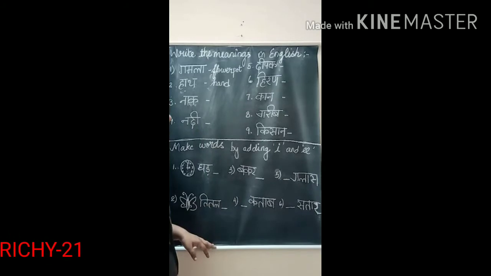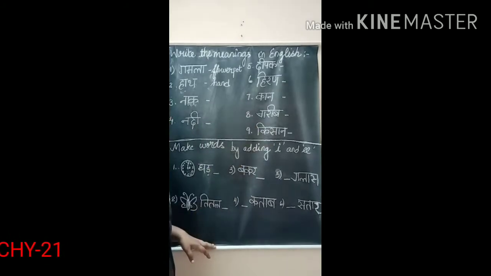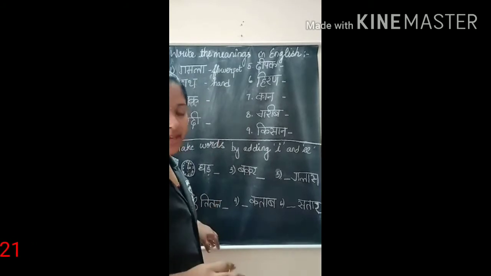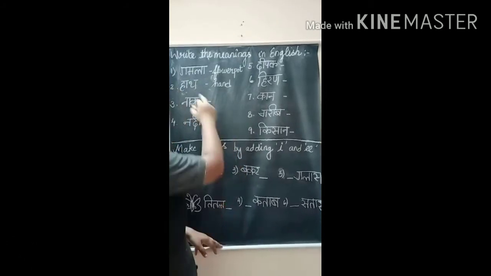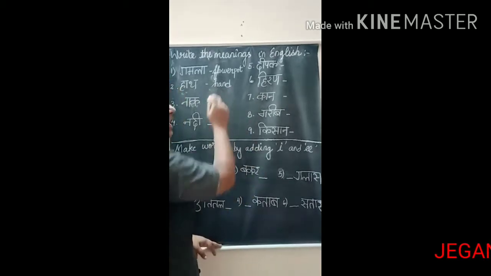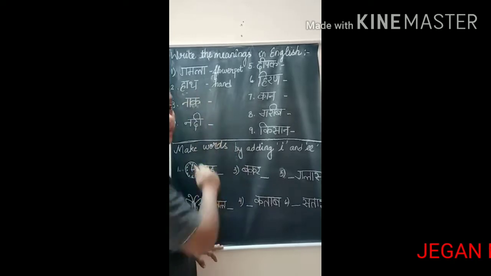Yes, this is the way you have to write for all the words. The first word is Gamla, and Gamla means flower pot. The second word is hearth, and for hearth we say hand in English. So I have written hand, just opposite to the word hearth.